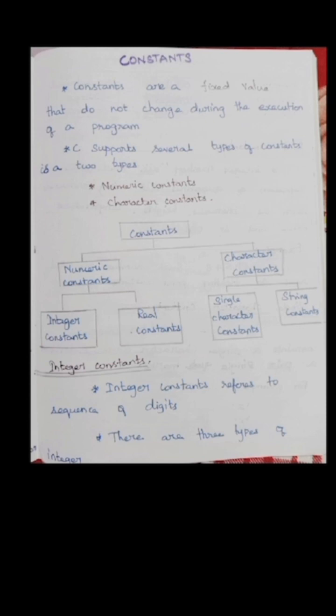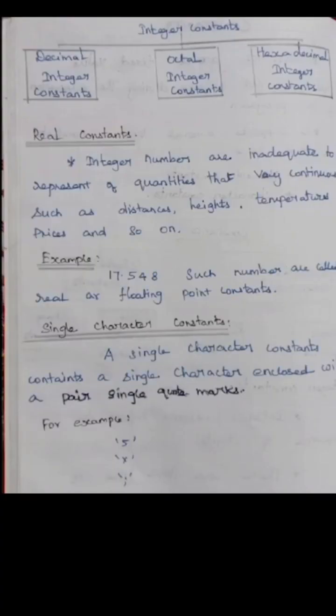Integer constant. Integer constants refer to a sequence of digits. There are three types of integer constants: decimal integer constant, octal integer constant, and hexadecimal integer constant. Real constant. Integer numbers are inadequate to represent quantities that vary continuously, such as distance, height, temperature, prices, and so on.